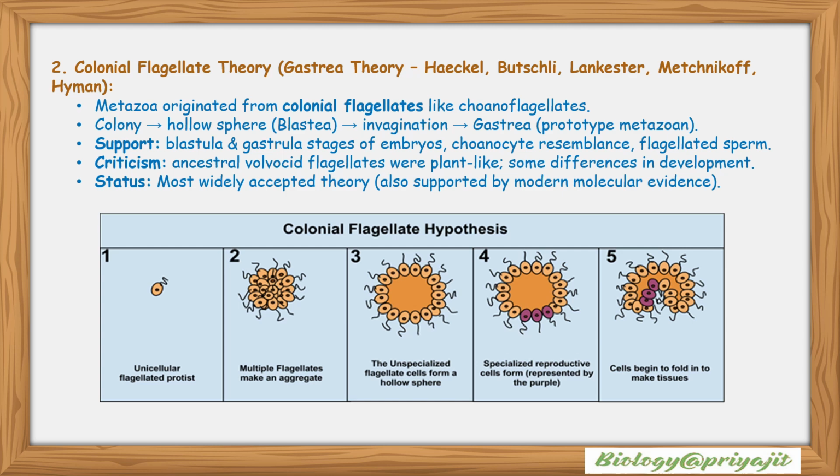According to this theory, metazoans originated from colonial flagellates like choanoflagellates. Their colony forms a hollow sphere or blastaea. After invagination, it forms a gastraea, that is the prototype metazoan. Support: blastula and gastrula stages of embryos, choanocyte resemblance, flagellated sperm. Criticism: ancestral volvocine flagellates were plant-like, and there are some differences in development. Status: most widely accepted theory. It is also supported by modern molecular evidence.